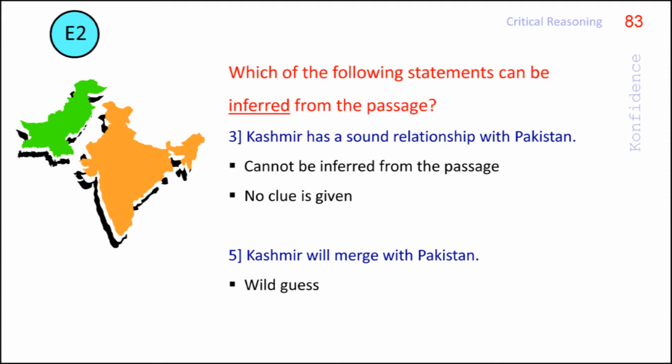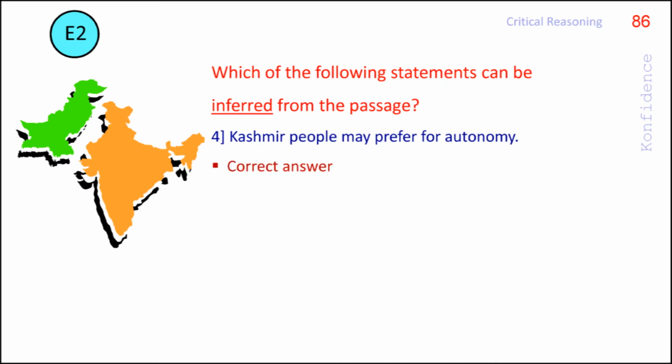Inference is different from a wild guess. Inference will be supported by some clues in the passage. The right answer is Statement 4. Kashmiri people may prefer autonomy. Why? Because they have understood their growing capabilities, which have increased their self-confidence.